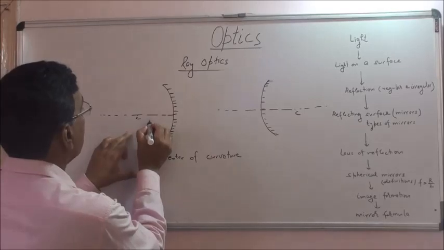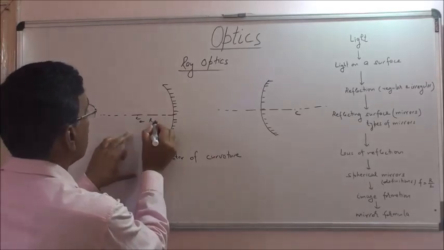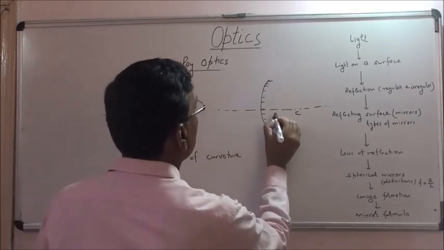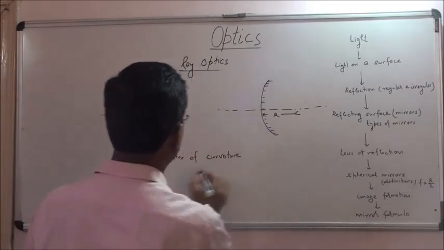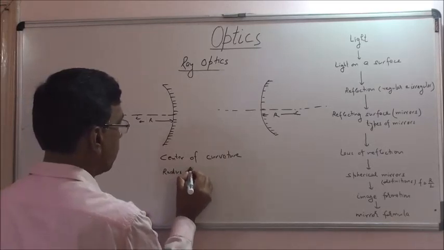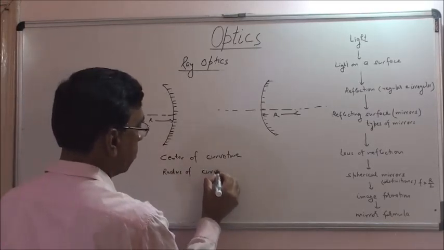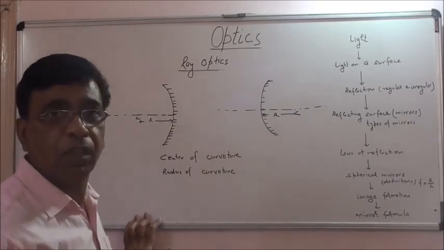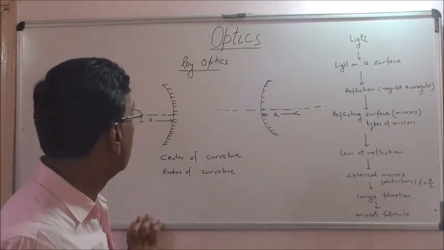And what is this? This is the radius, so we will call it the radius of curvature, the radius of that sphere of which the mirror is a part.